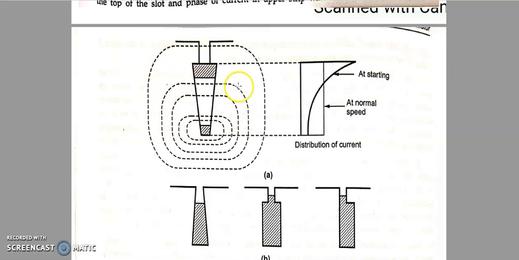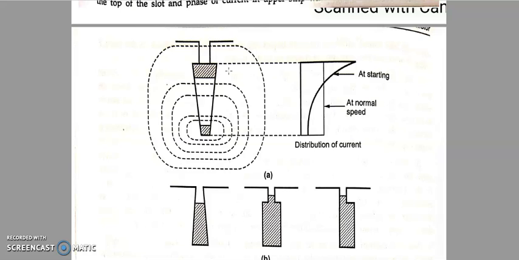Hello guys, in the last class we were discussing high rotor torques, and I told you it's with respect to squirrel cage, as in slip ring induction motor we don't require such an arrangement. As we know, we add resistance in series in the rotor circuit so that starting torque is increased as well as starting current is limited.